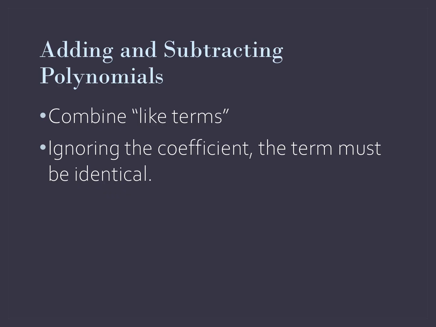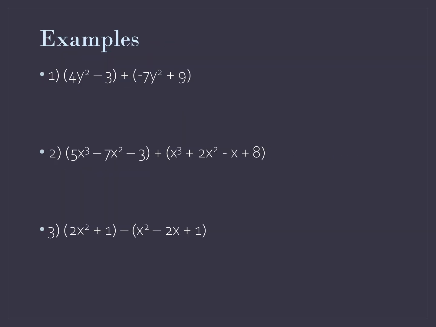Now, like terms have the exact same variables and exact same exponent over those variables. Now, ignoring the coefficient, the terms must be identical. If we do have that our terms are identical, then very simply you just need to add or subtract the coefficients, or just combine them.